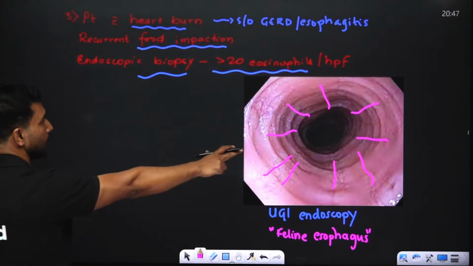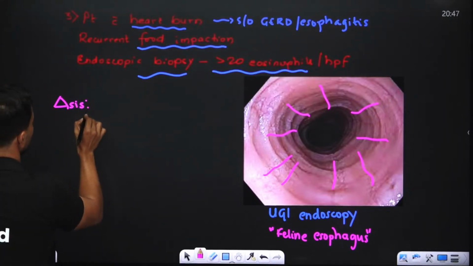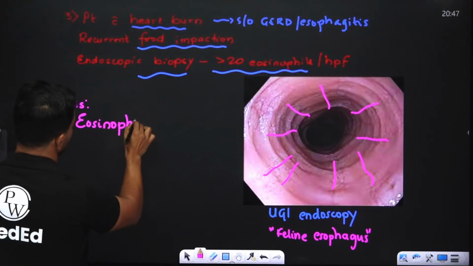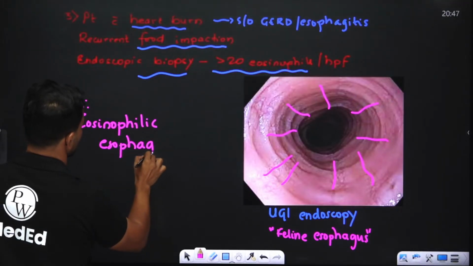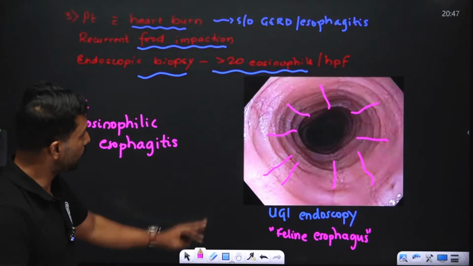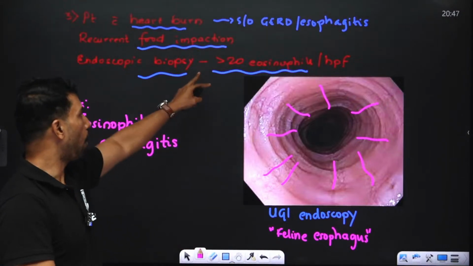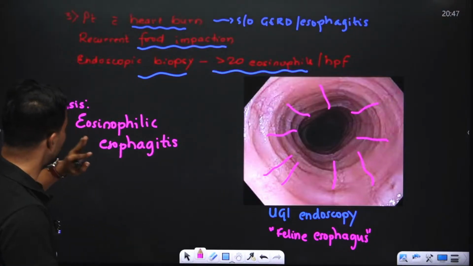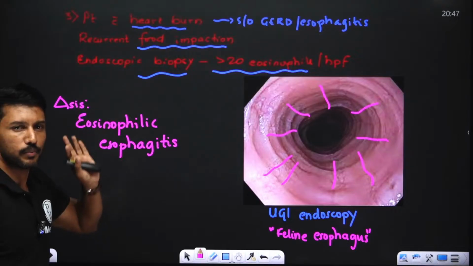Feline esophagus on the endoscopy with eosinophils is suggestive of a condition called as eosinophilic esophagitis. So any question which talks about recurrent food impaction or feline esophagus or more than 20 eosinophils per high power field on the esophageal biopsy, think about eosinophilic esophagitis. Food impaction is a very, very important clue.